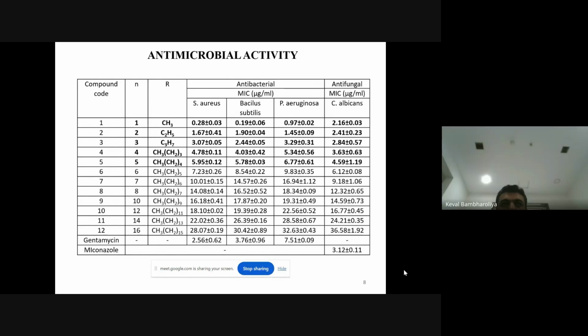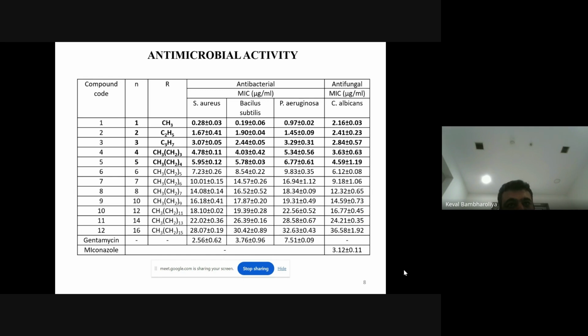Yeah, okay, sir. The table describes the antimicrobial activity of the synthesized compounds in microgram per ml concentration. The antimicrobial activities were performed against the S. aureus, Bacillus and P. aeruginosa bacterial strains, while the antifungal activity was performed against the C. albicans strain. Gentamicin was used as the standard drug against the bacterial strains, while miconazole was used as the standard drug against the fungal strain.